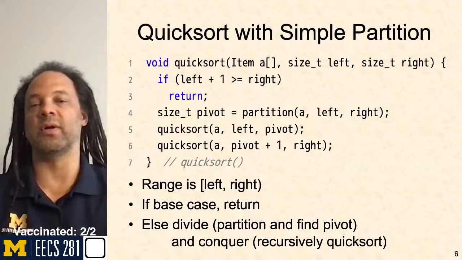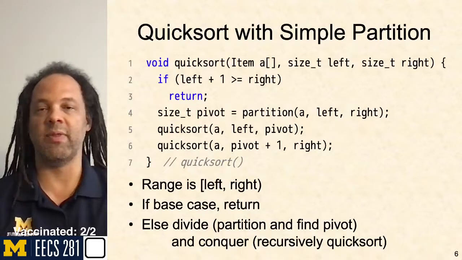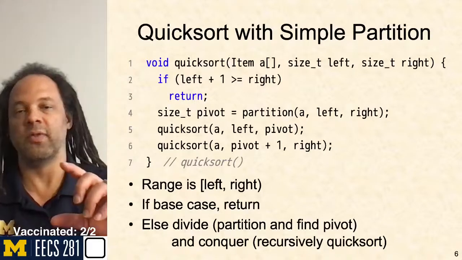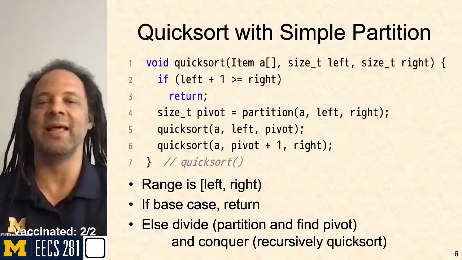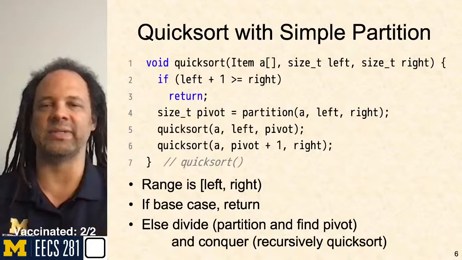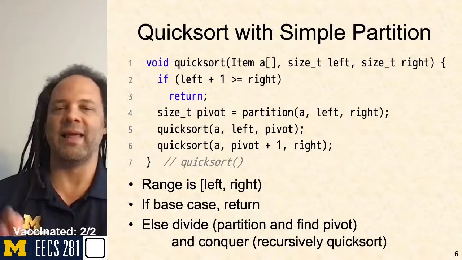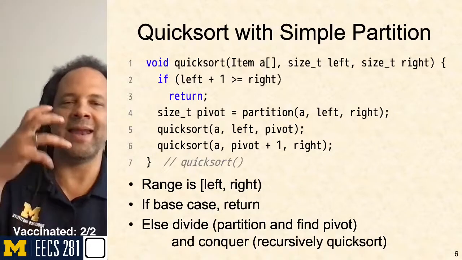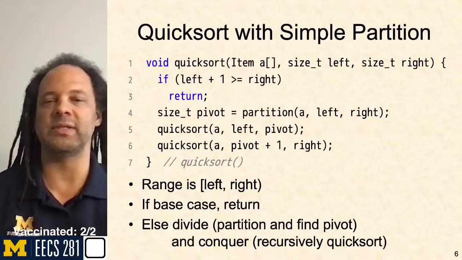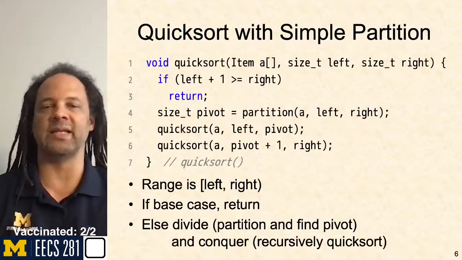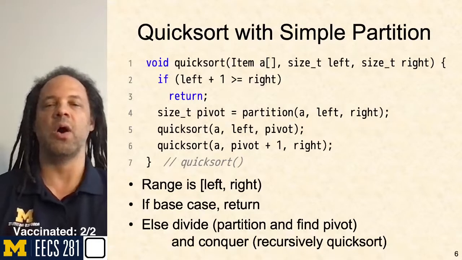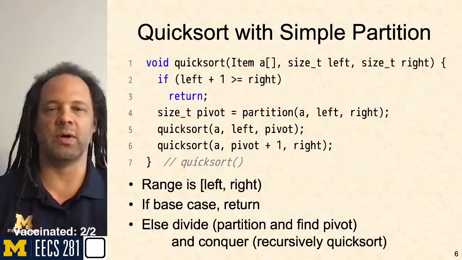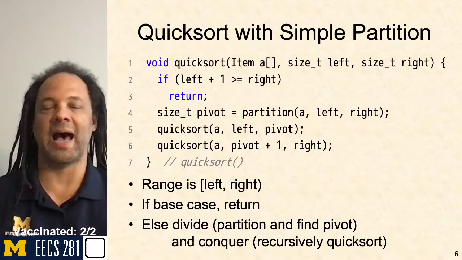If I am trying to sort one item, how would that work? I'd have a left of 0 and a right of 1, because the right would be pointing just past good data, meaning that the data item at index 0 is actually something to be sorted. But if my left is 0 and my right is 1, left plus 1 is 1, and that is equal to right, and so we still can return there. And that's the base case, because we don't need to do any work when we're trying to sort only one item. So that's how this base case works, and that is Quicksort at its high level.